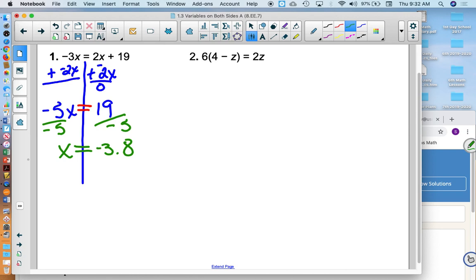Is that correct? Is that what you got? And the reason I knew that it was negative is because I'm taking a positive and dividing by a negative. And anytime I do that, my solution has to be negative also. Okay? So, I've done steps 1 to 3. I have not done step 4. And that's where I've got to go next. Step 4. Substitute the negative 3.8 for the x on both sides.